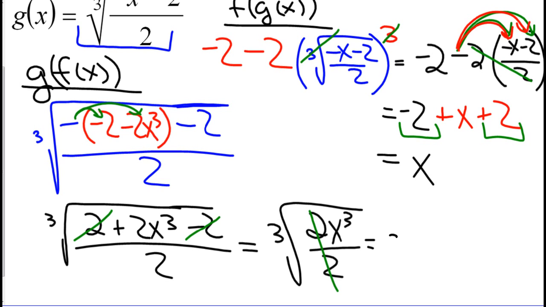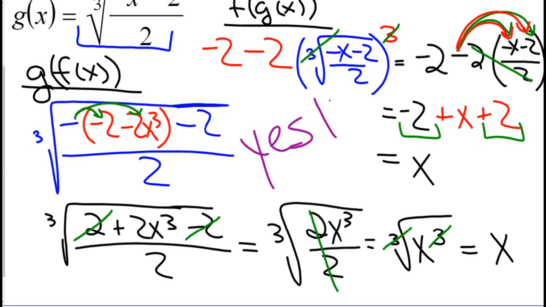So at this point, I have the cube root of x cubed, and guess what? Cube root and the third power cancel. I have an x, so when I did f of g of x and g of f of x, they both simplified down to x. I'm jumping ahead, guys. So yes, these two are inverses, and 5 extra bonus points to anybody who makes a smiley face exclamation point on their test tomorrow.